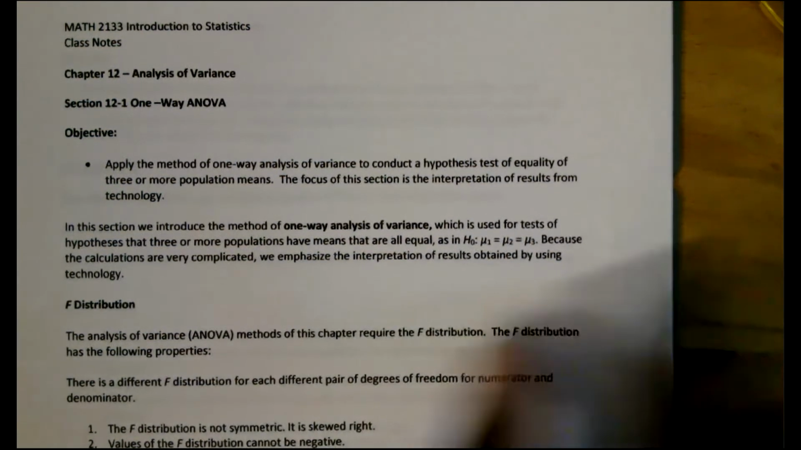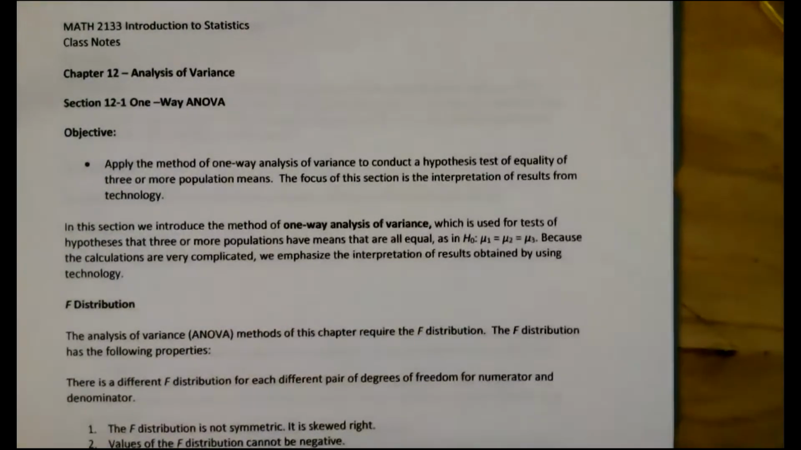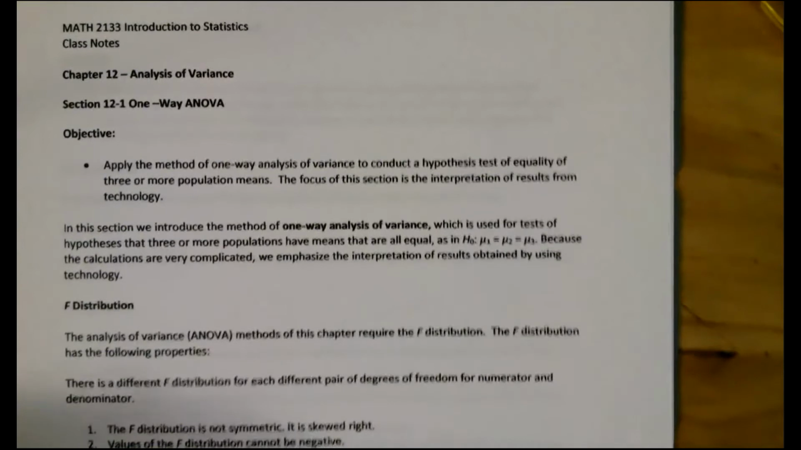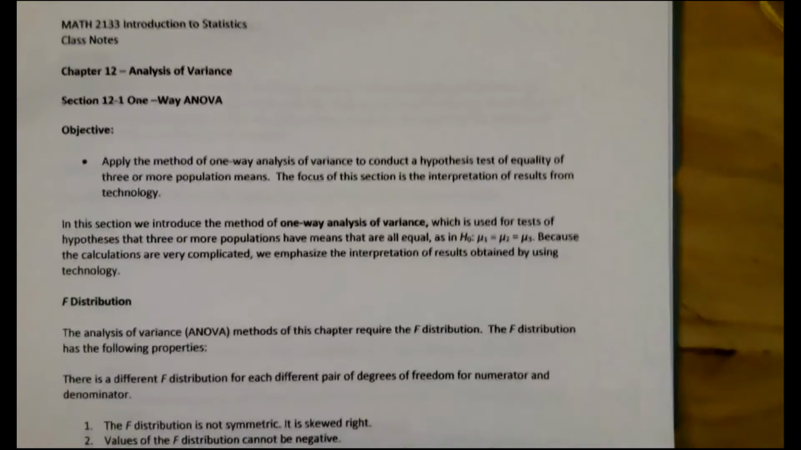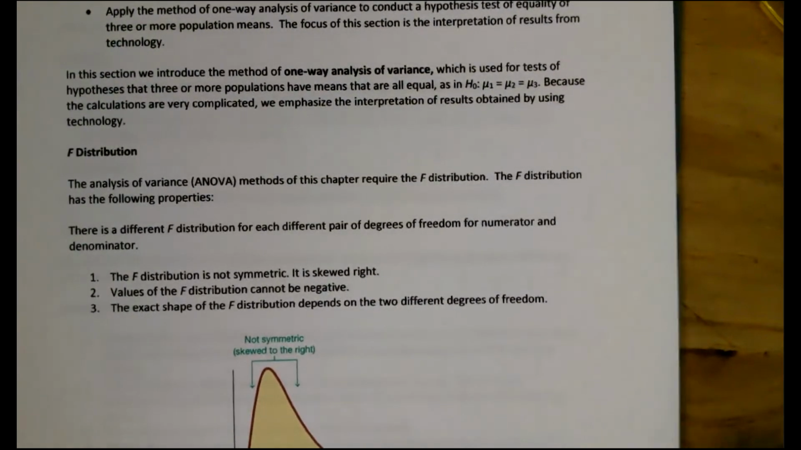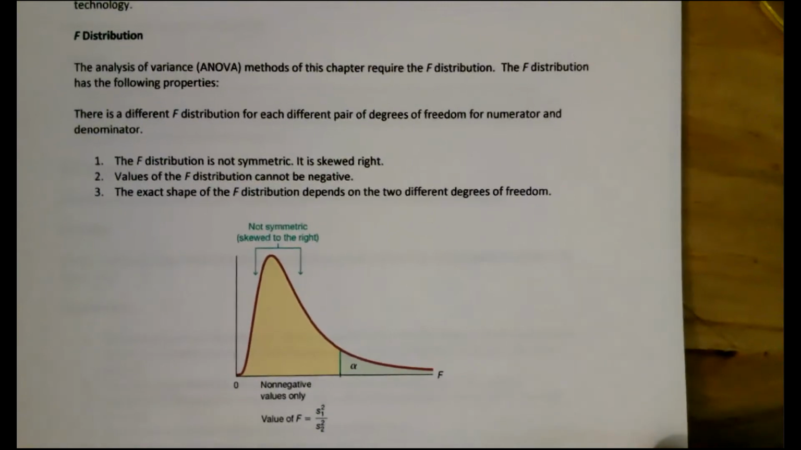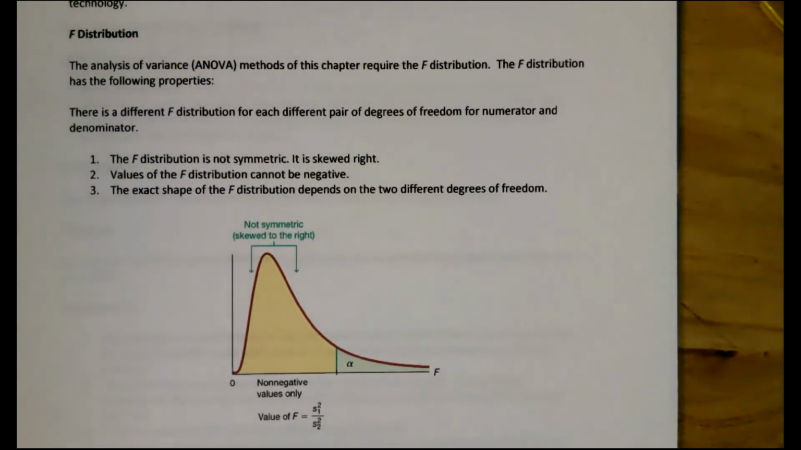Now, what we're going to be using for the analysis of variance, or ANOVA, would be the F distribution. That would be our test statistic for one-way ANOVA and two-way ANOVA. Okay, so the analysis of variance methods of this chapter require the F distribution. The F distribution has the following properties. There is a different F distribution for each different pair of degrees of freedom for numerator and denominator.